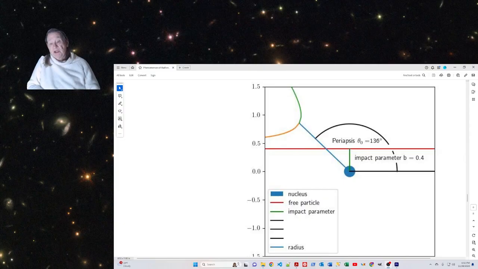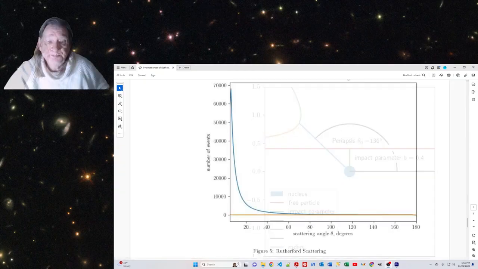So the blue circle is the nucleus. The red line is the path that a free particle would take, and the green line is the impact parameter. And the blue line is the radius, the distance from the nucleus to the alpha particle.